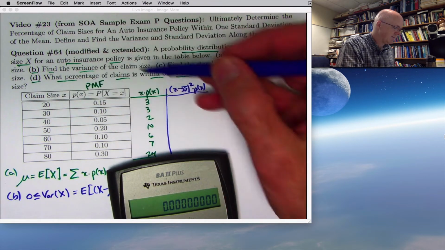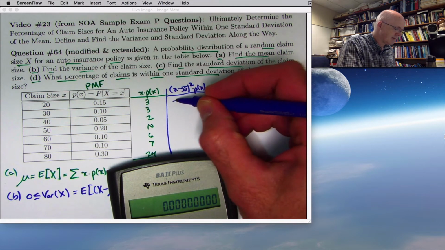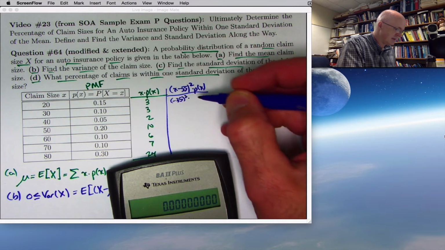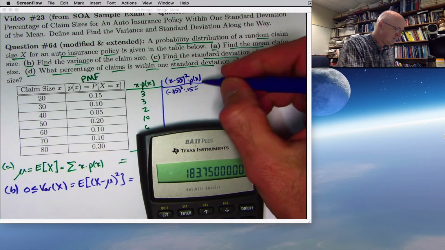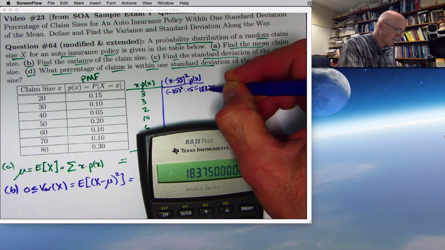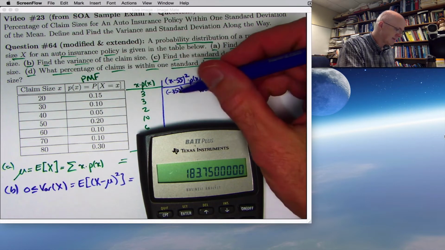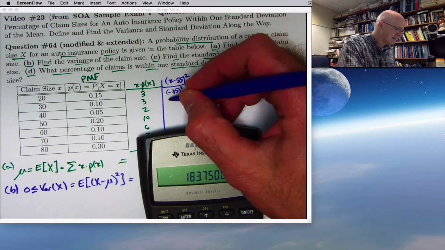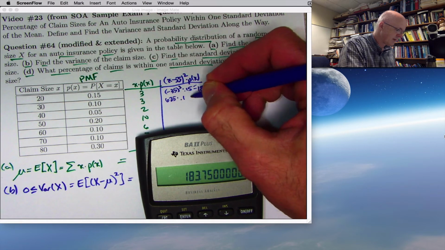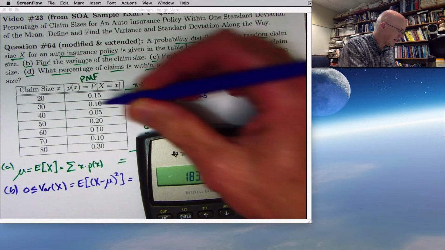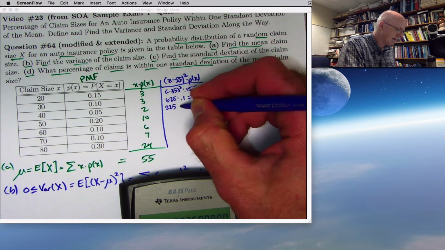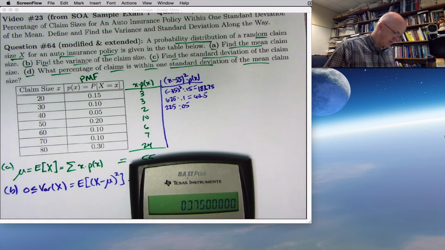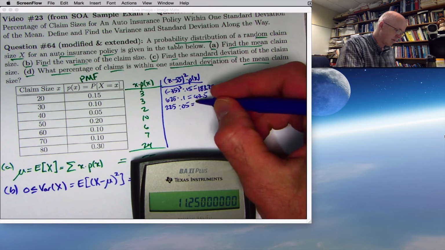So the first value of x is 20. 20 minus 55 is negative 35. Negative 35 squared times p of x, which is 0.15. Negative 35 squared is the same as positive 35 squared, 1225, times 0.15 is 183.75. For the next one, we have 30 minus 55 squared, which is negative 25 squared, which would be 625 times 0.1. That's going to be 62.5. For the next value of x, 40. 40 minus 55 is negative 15. Negative 15 squared is 225. That needs to get multiplied by 0.05. 225 times 0.05 is 11.25.